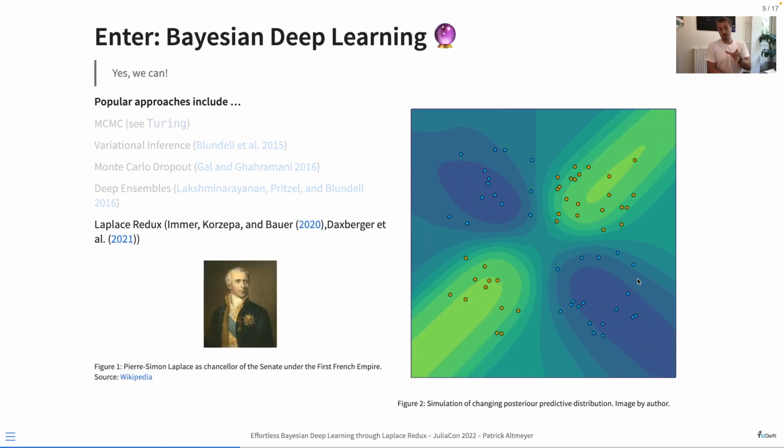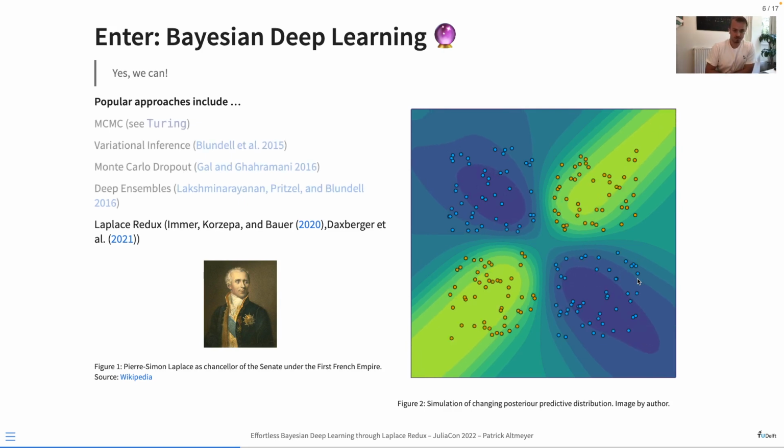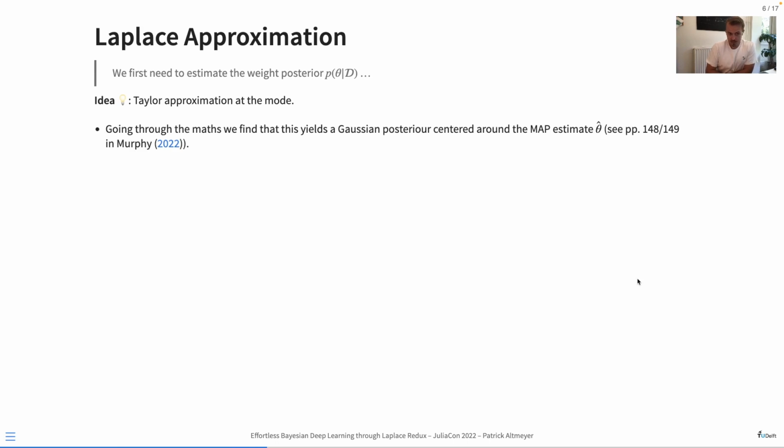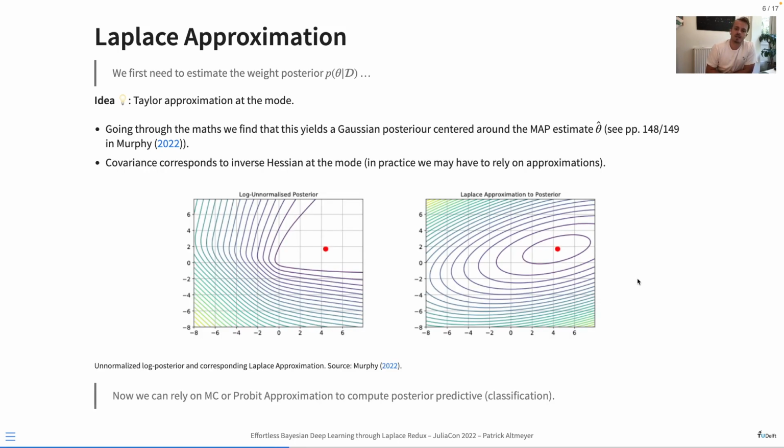The idea, Laplace approximation, is actually a very old concept. So let's briefly have a look. It essentially relies on a Taylor approximation around the mode, around the MLE or MAP estimate. And it turns out that that results in a Gaussian posterior centered around that mode with covariance equal to the inverse Hessian, so the second order gradient. And here we see a nice illustration from Kevin Murphy's recent book on probabilistic machine learning. On the right, you have the Laplace posterior.